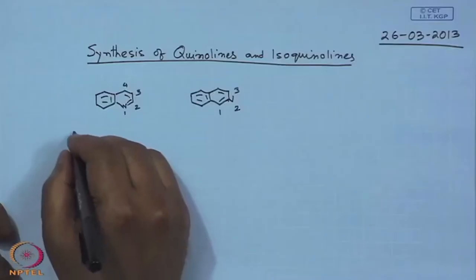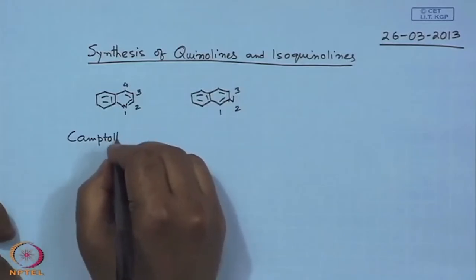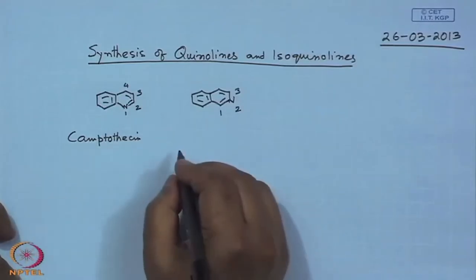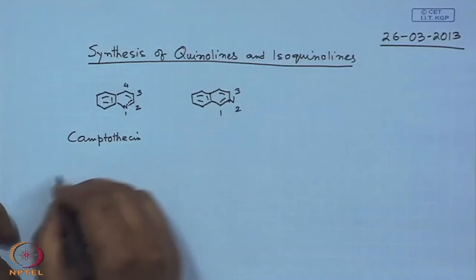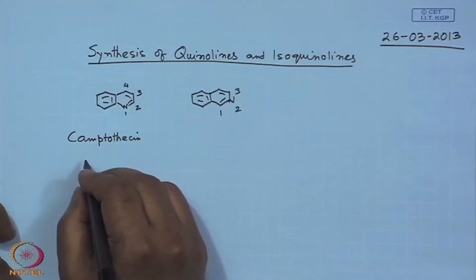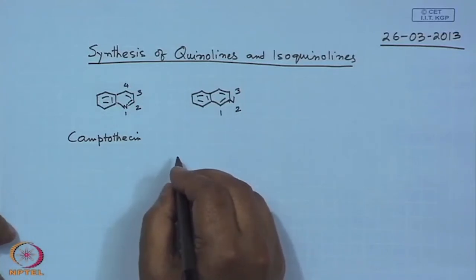Okay, so likewise, then there are other molecules like camptothecins. It is a quinoline alkaloid. I will just write the name structure, you can find out from the Google. Camptothecin, it belongs to an indole alkaloid, and there are other pharmaceutical compounds like chloroquine, primaquines, they all belong to the quinoline group of compounds.